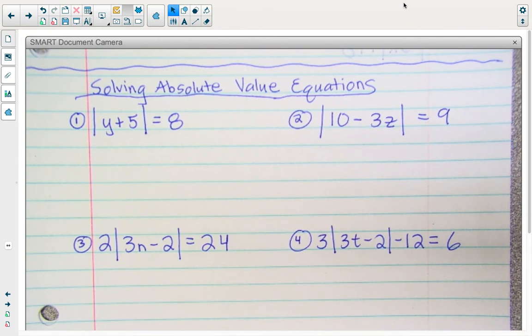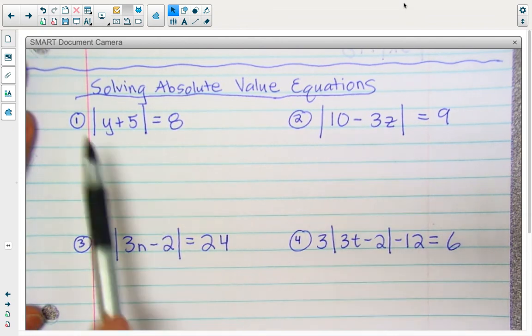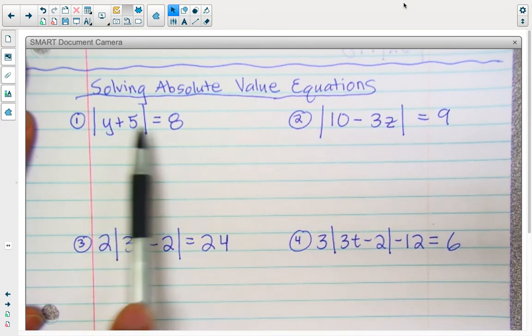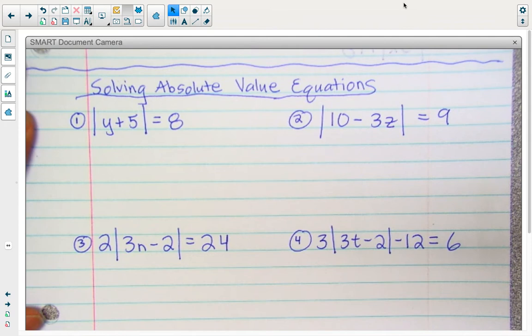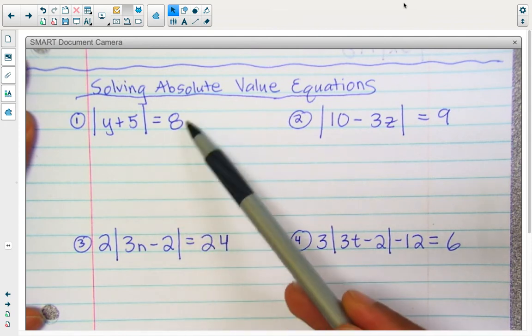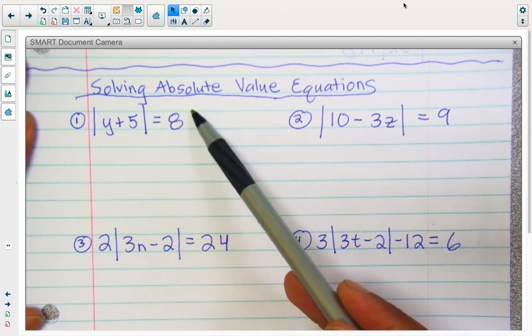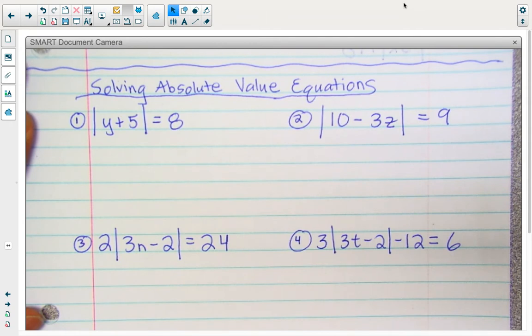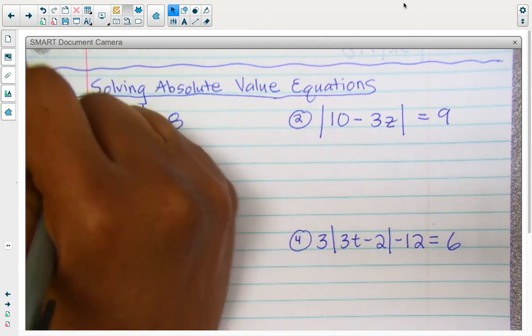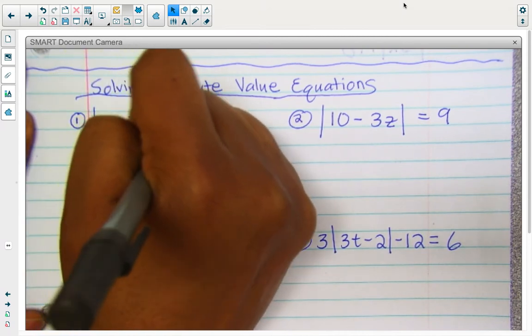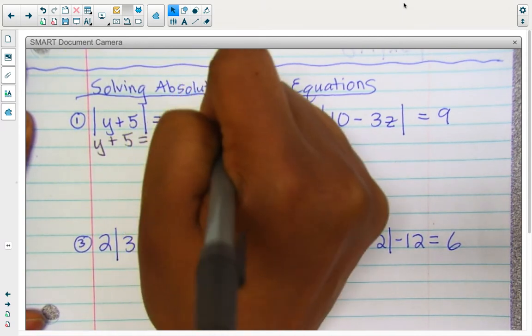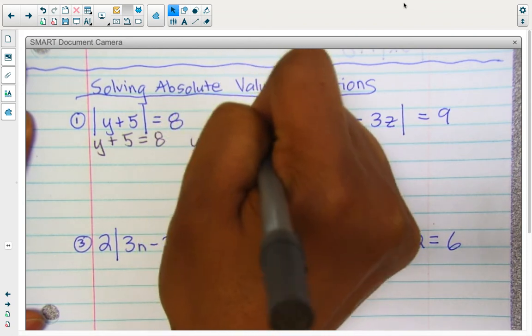So for number one, I already have the absolute value on one side of the equal sign by itself. So when you're solving an absolute value equation, you set up two different equations. One equation is equal to the positive of this number, and the other equation is equal to the negative of that number. So this is y plus 5 equals positive 8, and y plus 5 equals negative 8.